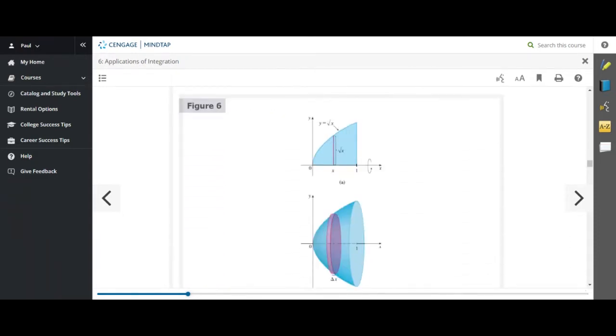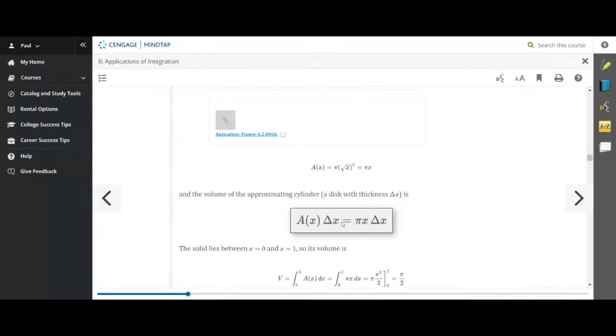So does this make sense based on figure 6? You can see the radius is the square root of x. So the cross-sectional area of that cylinder, right at the top of the cylinder, is pi times the square root of x squared. And then the width is delta x. Now the volume then is pi times square root of x squared times delta x, which is pi times x times delta x.